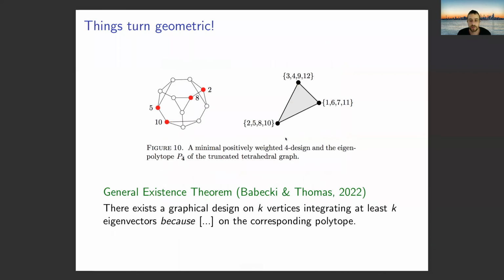But I'll tell you about one fundamental consequence. This is a picture from their paper. It gives you a flavor of what these things look like. It turns out there is one immediate consequence that is absolutely gorgeous, which is that graphical designs exist. What do I mean by this? I mean that if someone gives you a graph and someone gives you a number k, you can always find a set of k vertices, say 5 vertices, and associated positive weights on these 5 vertices, such that this set is at least a graphical design for the first 5 eigenvectors.